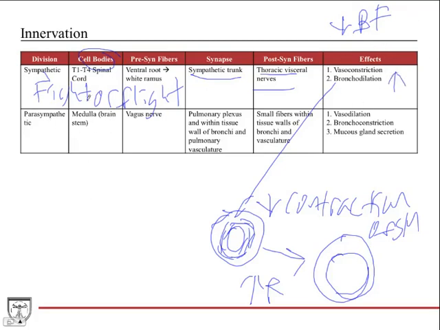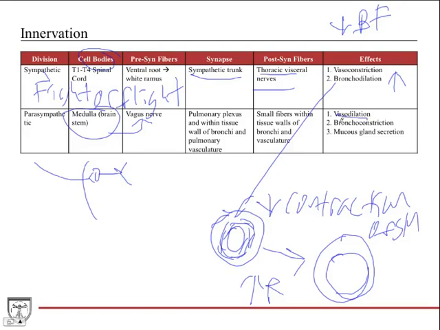Parasympathetic system. So these cell bodies, they're in the medulla of the brain, which is part of the brain stem. They travel through the vagus nerve, and then they synapse in the pulmonary plexuses, and then also, if you remember, like many parasympathetic fibers, within the tissue wall of the bronchi and the pulmonary vasculature. And after they synapse, you just have these small fibers. So if you have your target organ like this, the fibers come in here, they synapse within the organ, and then you just have these short postsynaptic fibers within the walls of the bronchi and the vasculature.